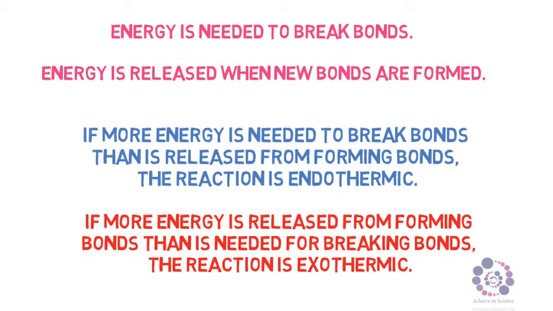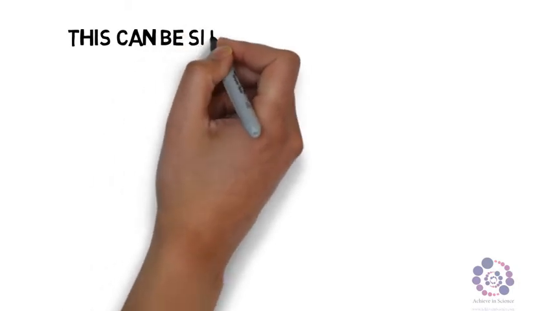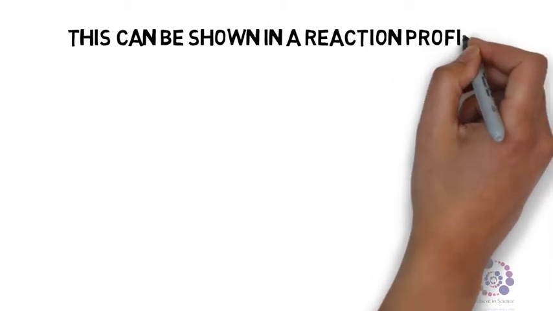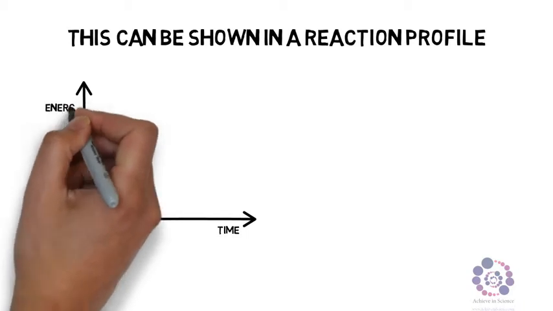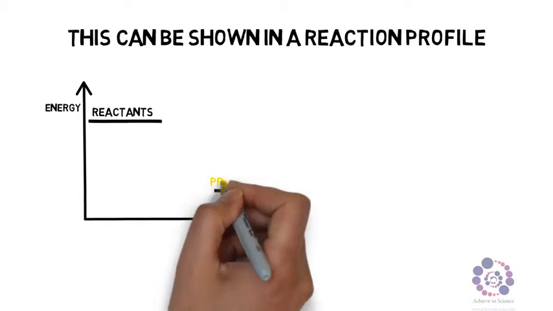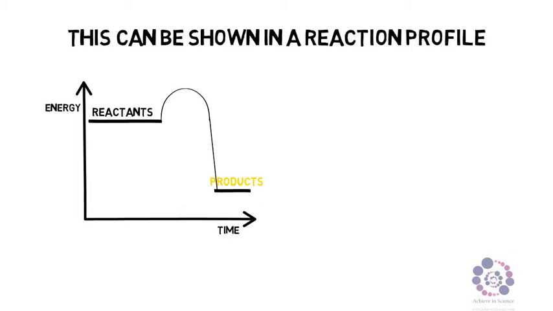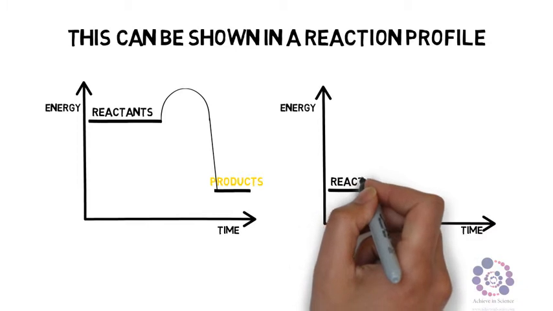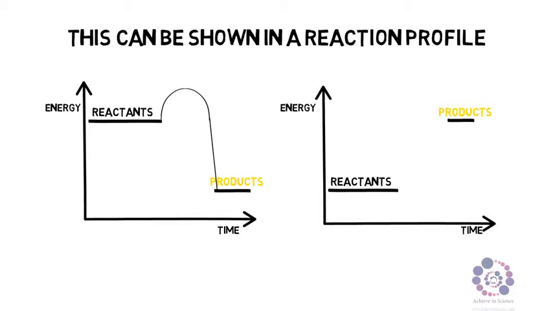Now, this can be shown using a reaction profile. So this is a graph which actually shows you what's happening. On this graph we have energy and we have time. We start off with the reactants and the amount of energy that the reactants have initially. And we can see that the products in this case have a lower amount of energy. Now we can draw a second graph, which is the opposite, where the reactants have a lower amount of energy, whereas the products have a higher amount of energy.